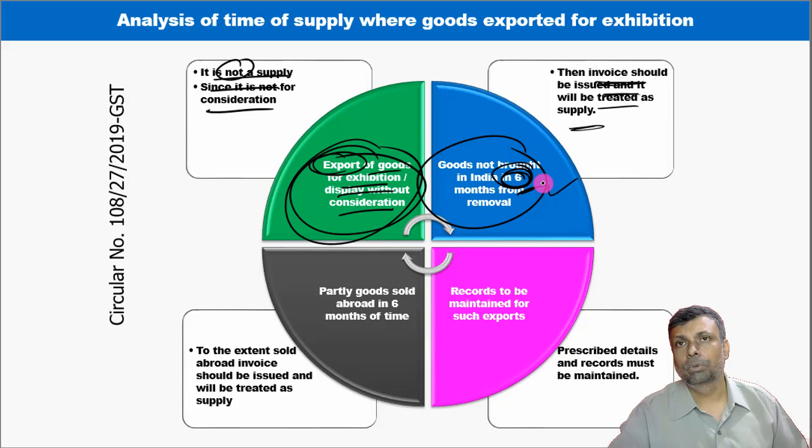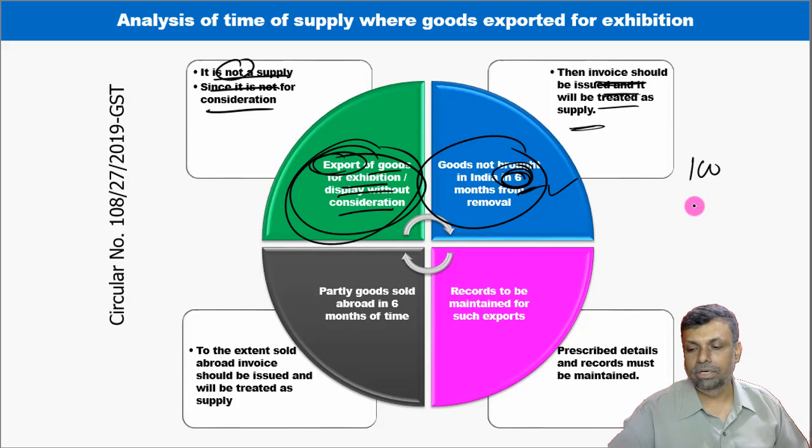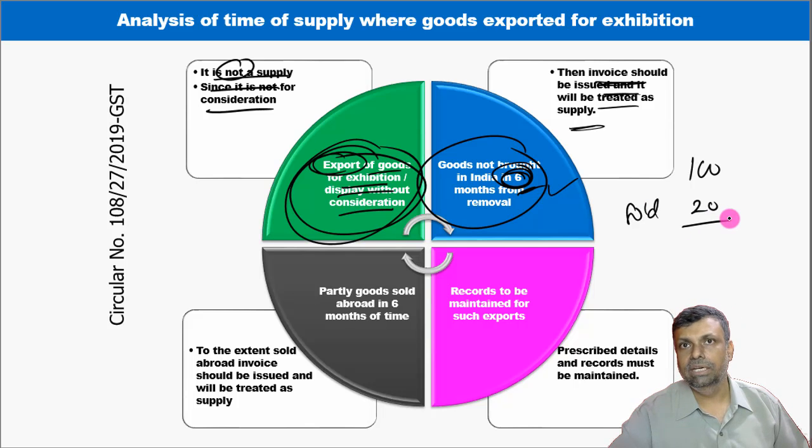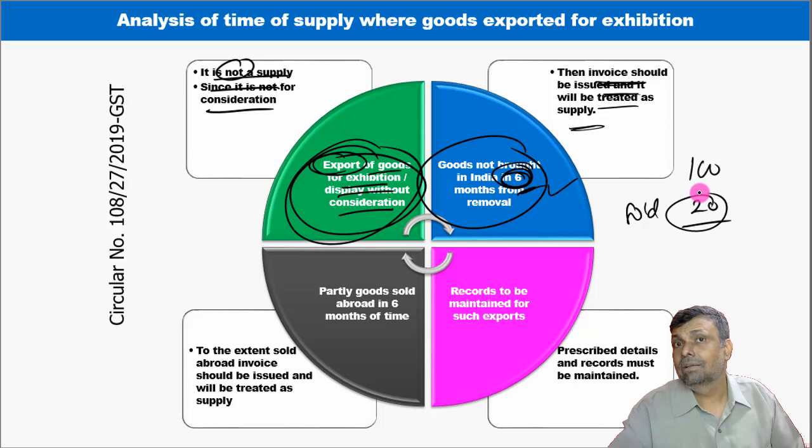Now another probability: supposing within the 6 months some quantity you sold and some quantity you brought back. So for example, you have exported 100 quantity and 20 quantity you have already sold. So you have sent the goods outside India but not sold the goods. But when the goods were on display, you got some customer outside India and he purchased it, but you sell only 20 quantity. You are not selling the full quantity.